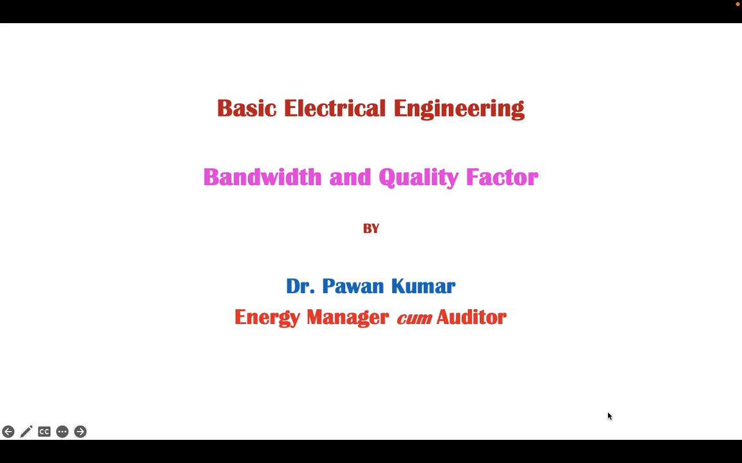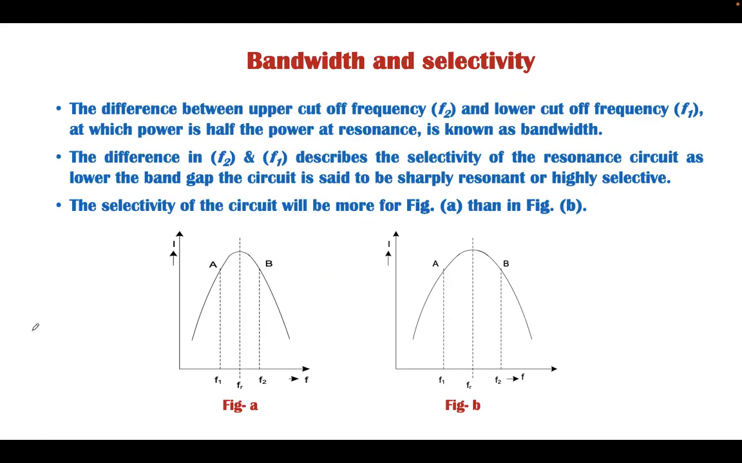In this class, we are going to discuss bandwidth and quality factor. Now, bandwidth is the difference between the upper cutoff frequency, that is f2, and the lower cutoff frequency, that is f1, at which power is half the power at resonance.